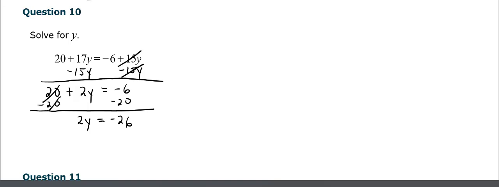So now we're to our last step. We want our coefficient to be positive y. So we're going to divide by 2. So y would equal negative 26 divided by 2, which is negative 13.